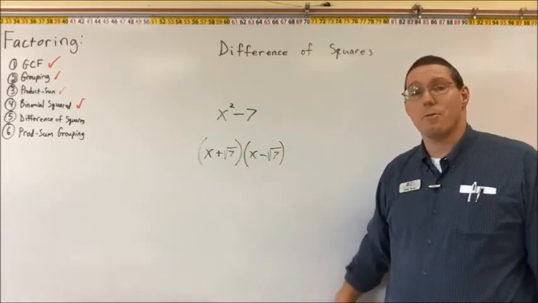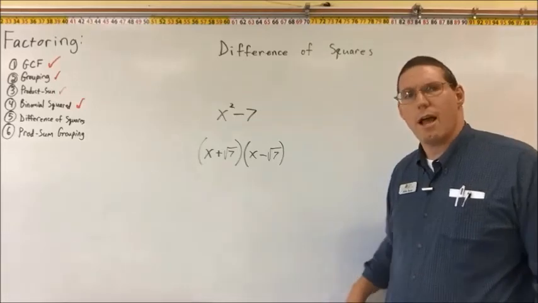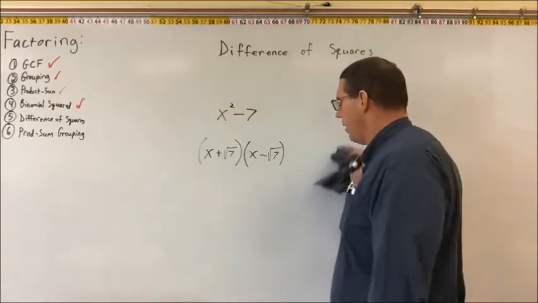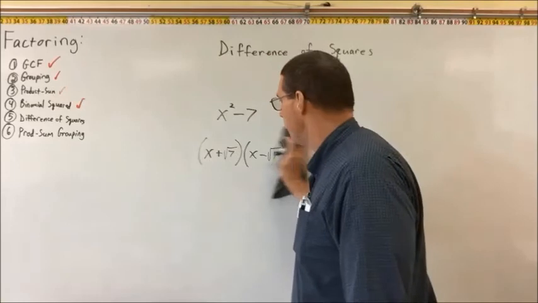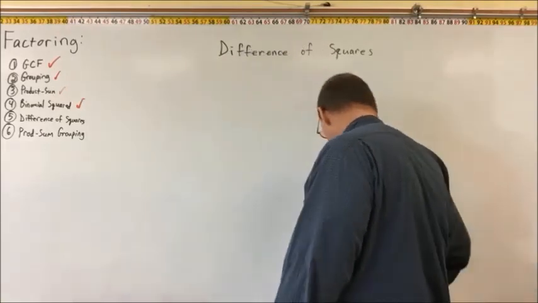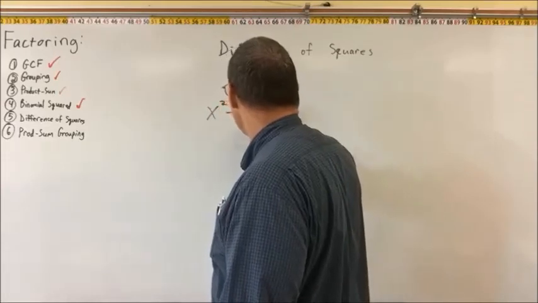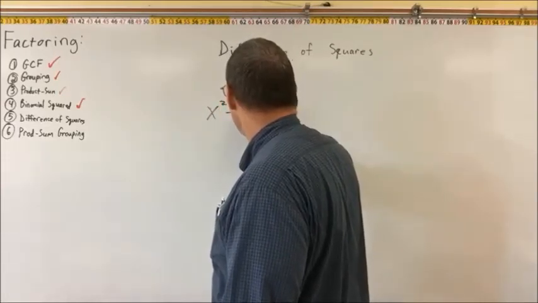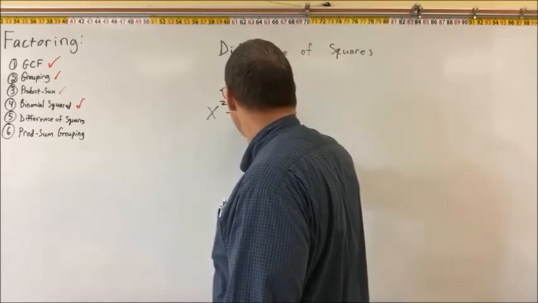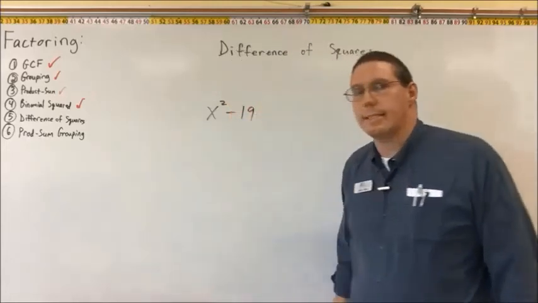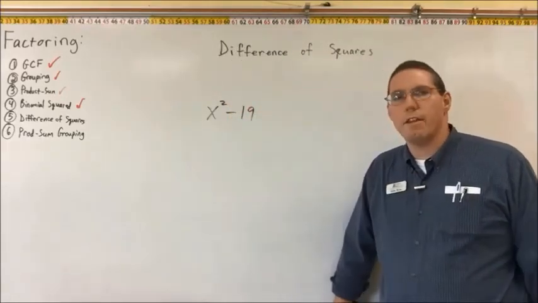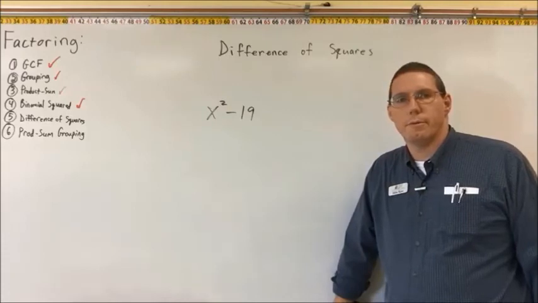And yes, it does work. That's exactly how it works. So now I want you to try one just like that. In fact, you could make one up yourself if you wanted to, but let me make one for you here. Let's say that we have x squared minus, well, I don't want to make it too difficult, x squared minus 19, okay? Why don't you pause the video and try this on your own?